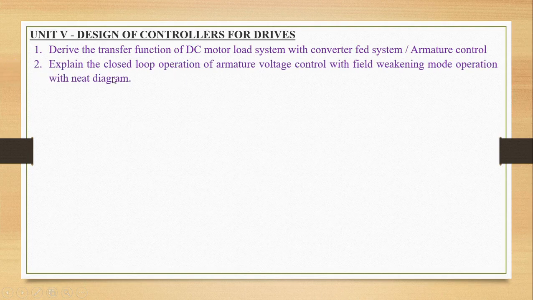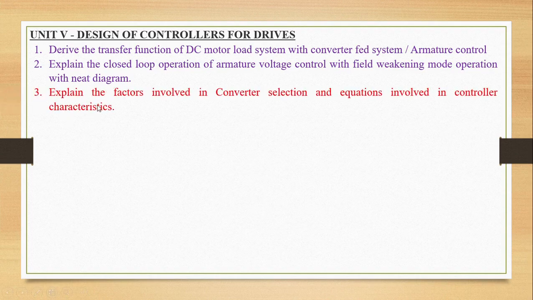Second question, explain the closed loop operation of armature voltage control with the field weakening mode operation with the neat diagram. You have to draw the block diagram and you have to explain. Dear students, the block diagram will take minimum 1 page. It is a large block diagram. So many blocks are there. You have to draw it carefully.